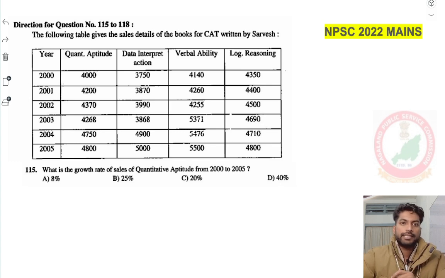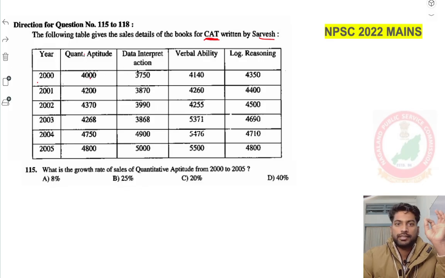The following table gives the sales details of books for the CAT exam written by Sraves. In 2000, quantitative aptitude, 4000 books were sold. Data interpretation 3750, verbal ability 4140, logical reasoning 4350. These are the data; in 2023, 4268, like this. You can pause the video and observe the data.